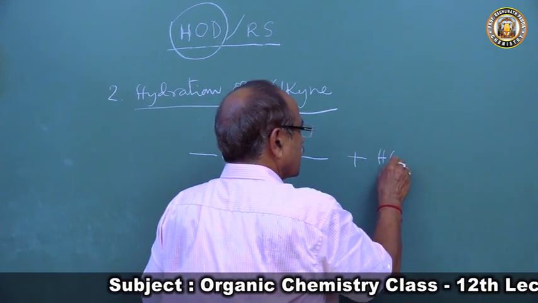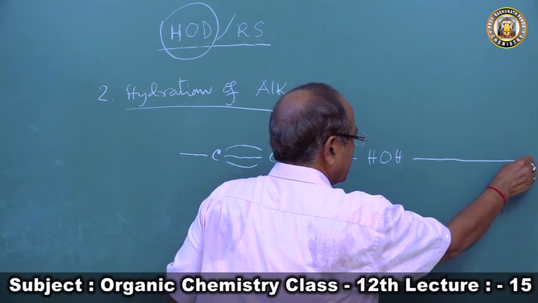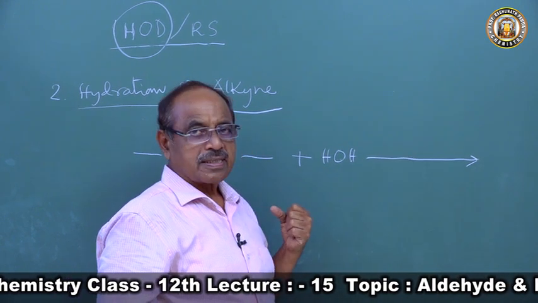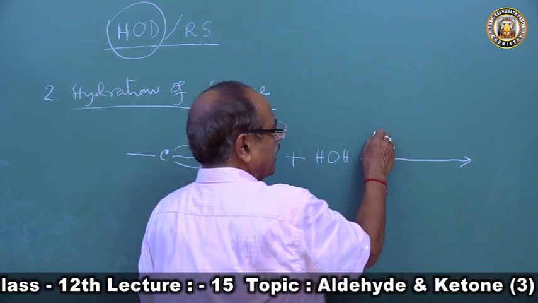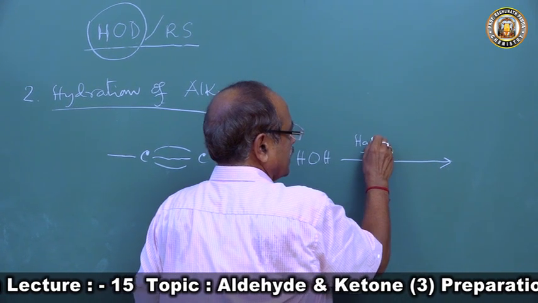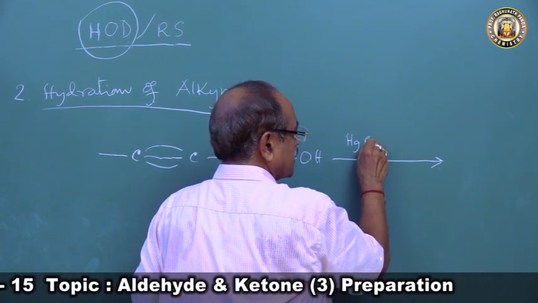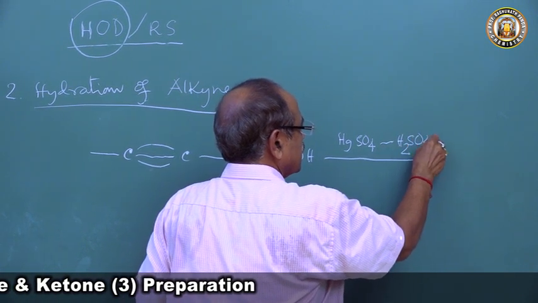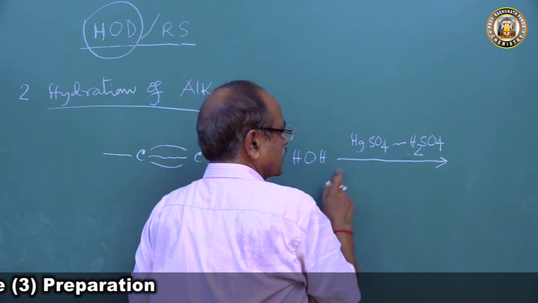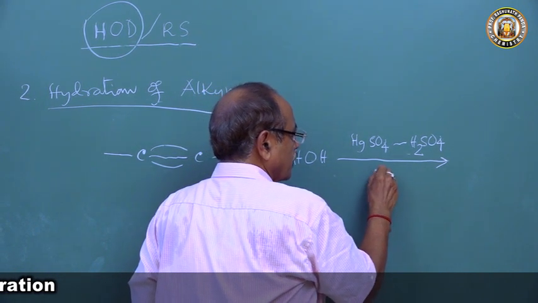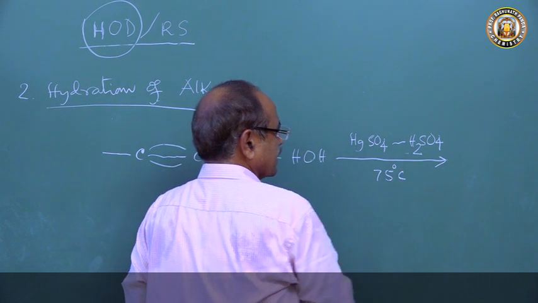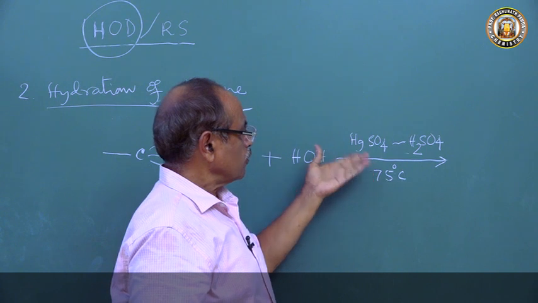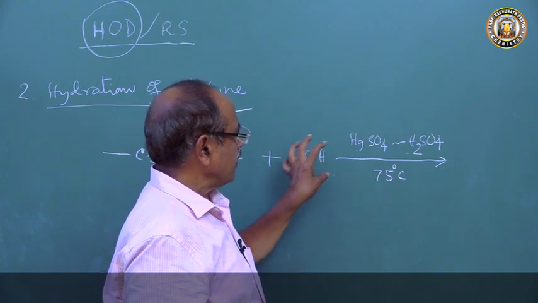Means how is this molecule of water added? In organic reactions, water is never added directly. Water comes from the reagent. So what is the reagent? We take mercuric chloride, mercuric sulfate plus sulfuric acid. So we take mercuric sulfate plus sulfuric acid and we heat to about 75 degrees centigrade. So what will happen here? They will absorb a molecule of water.